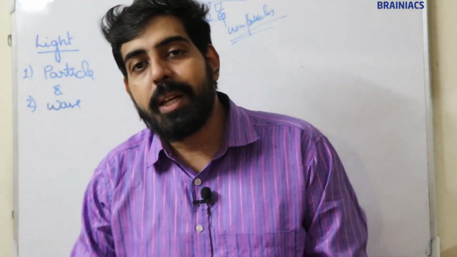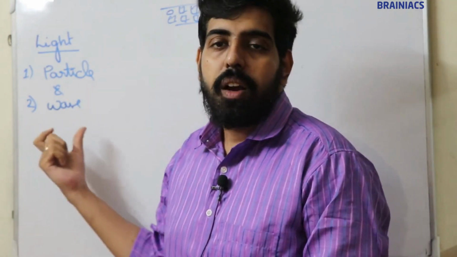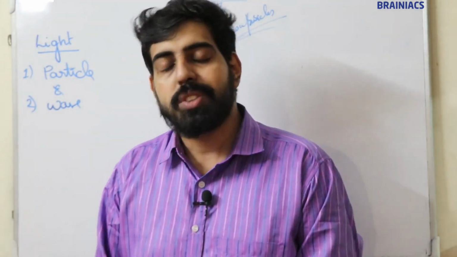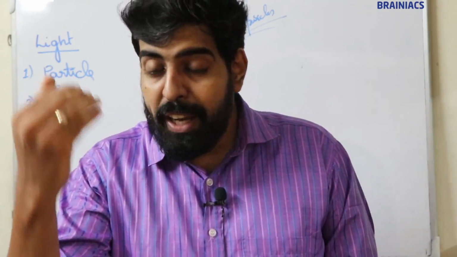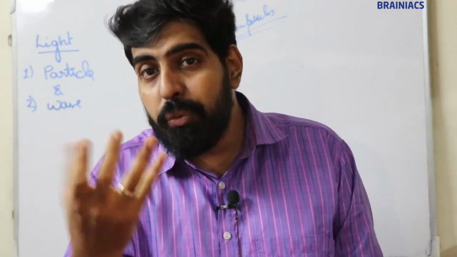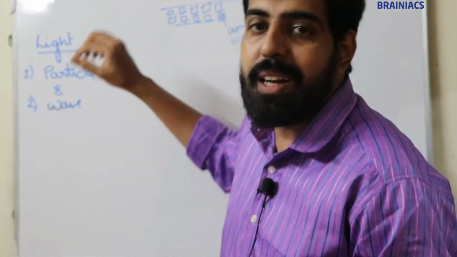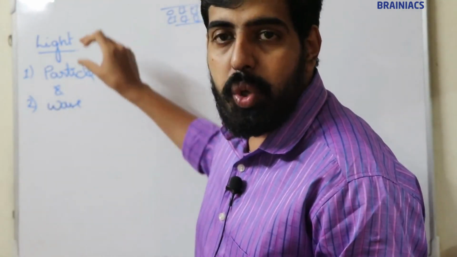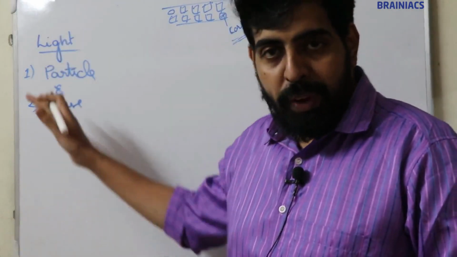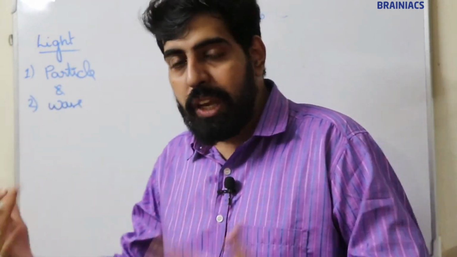Now later, Christian Huygens, I think you remember that name, proved that light has wave nature. By using the wave nature of light, we explain diffraction, interference, etc. So some properties of light show particle nature, and some show wave nature. Reflection and refraction show the particle nature of light, and diffraction and interference show the wave nature of light.